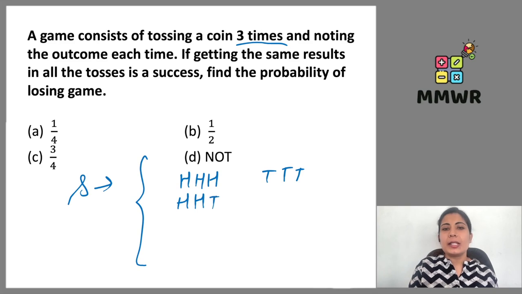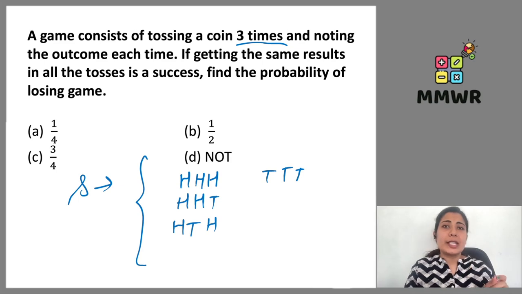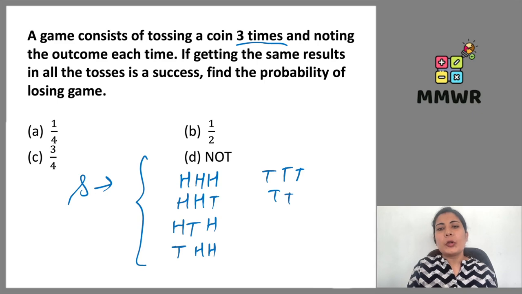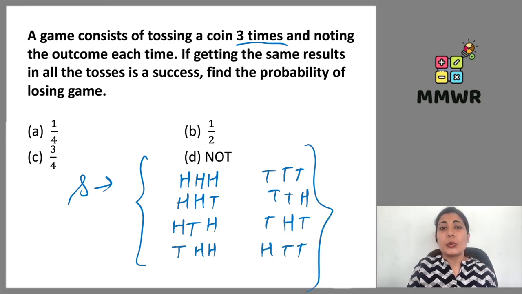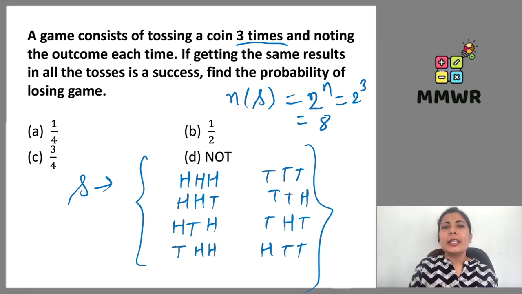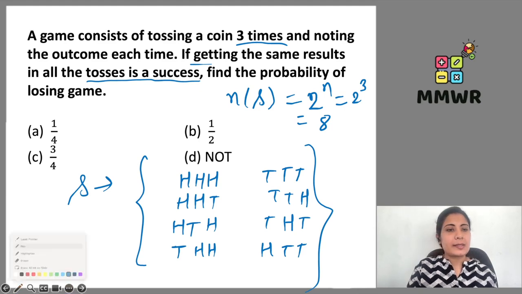2 times head we are getting, which can be only possible in this way: 2 head, 1 tail, first and the last head, middle one is the tail, first tail and 2 head. Or we can have 2 tails and then head, first tail, last tail, middle one is head, first head and the last two are the tails. So total number of all possible outcomes, we will be having 2 to the power n, that means 2 to the power 3, which is 8. 8 possible outcomes are there with us. Okay. Now, if getting the same result in all the tosses is a success, success क्या है?